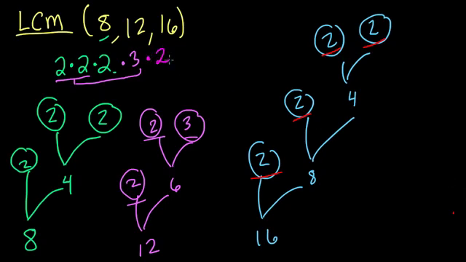And that's it. So now we have our least common multiple. 2 times 2 times 2 times 2 is 16. Right? That's what we knew from this factor tree right here. Times 3, right? 16 times 3 is our least common multiple. So that's 48. Alright, hope that helped.